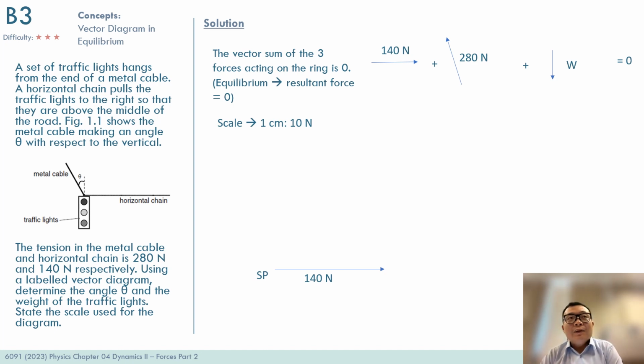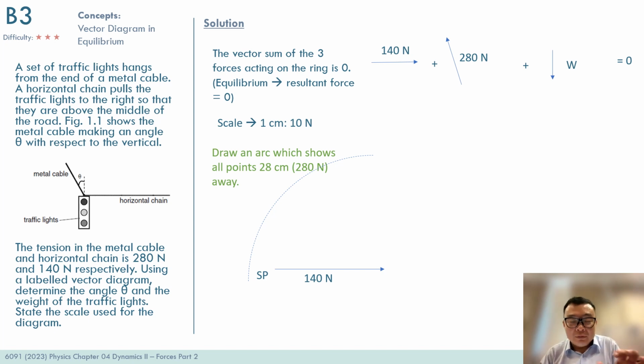Now, the next vector that I will add is the 280 newton vector. The problem is I don't really know what is the angle of this 280 newton, but I do know the length. The length is 280 newtons, and according to my scale is 28 cm. So what I can do is use a compass, stretch it out to 28 cm, or to the length according to your own scale, and just draw an arc that shows points that are 28 cm away. That is exactly what I did here in my diagram.